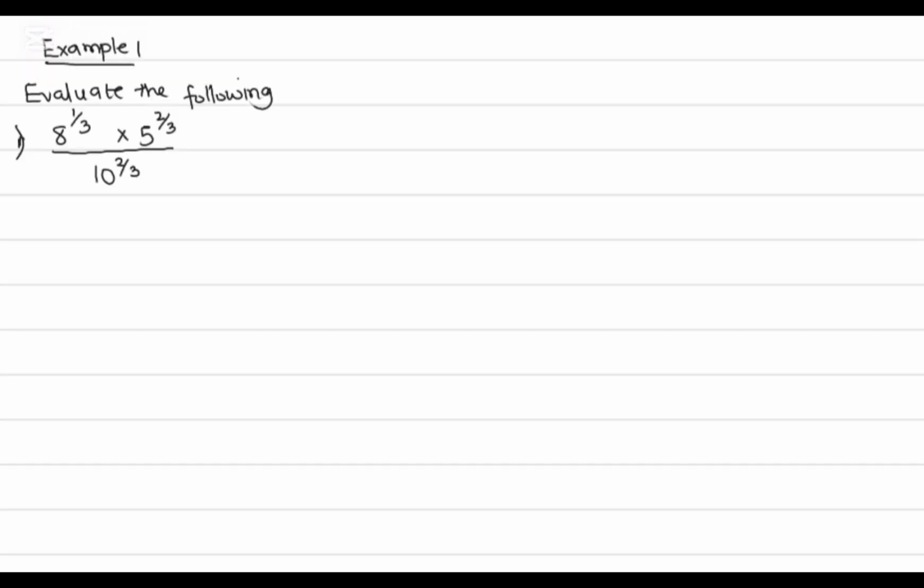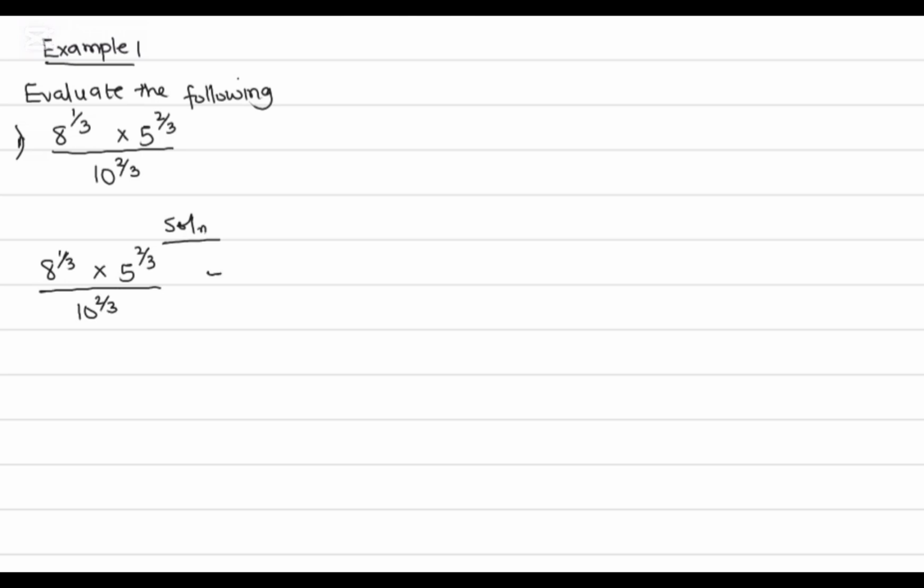So look at this now. Example 1. We want to apply all of these indices here. We have 8 raised to power 1 over 3 times 5 raised to power 2 over 3, all over 10 raised to power 2 over 3. How do we solve this? This is quite an easy one. So, I have 8 raised to power 1 over 3 multiplied by 5 raised to power 2 over 3 all over 10 raised to power 2 over 3.